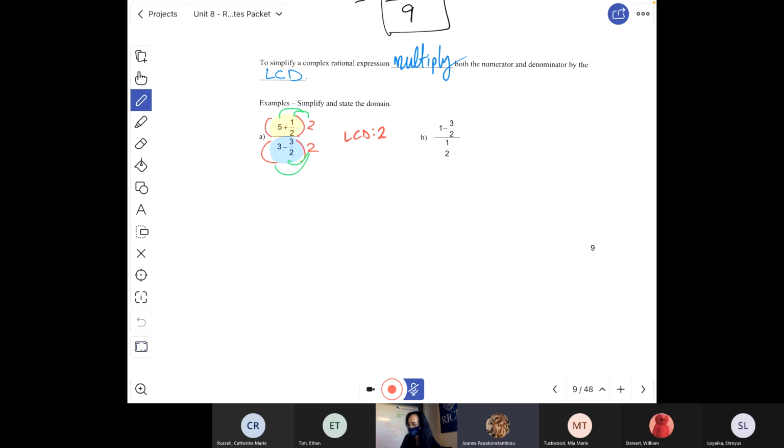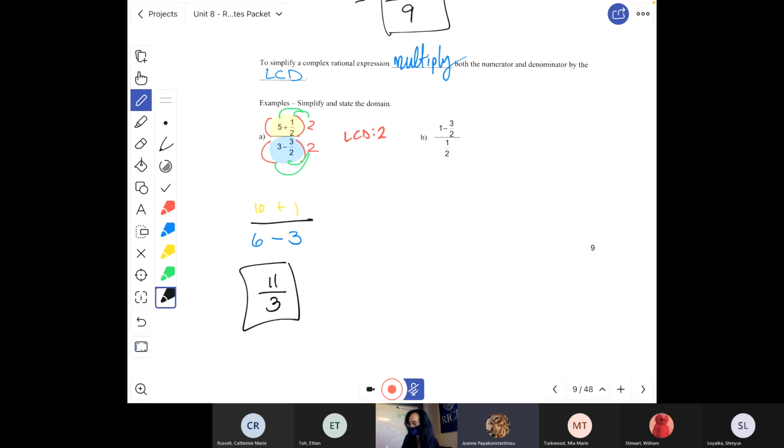So in the numerator, 2 times 5 is 10, plus 2 times a half is what? 1. Do you see how I distributed the 2 to each term in the numerator? Okay, that is divided by, let's go ahead and distribute the 2 to each term in the denominator, and what am I going to get? 6 minus 3. Do you see that? So my numerator is 11, my denominator is 3, and I'm done.